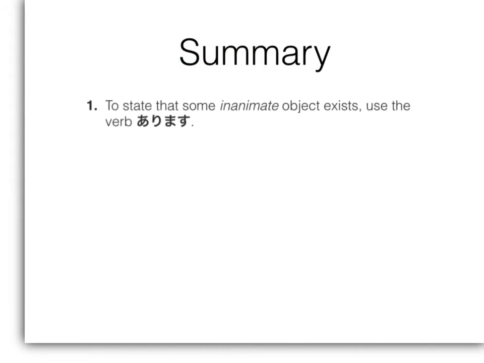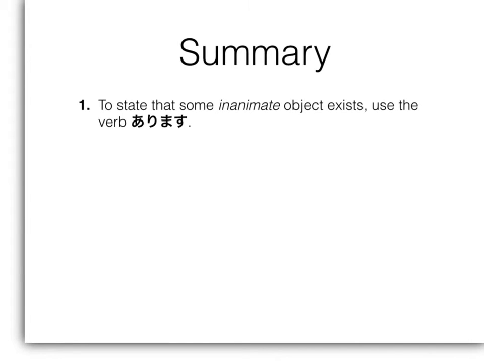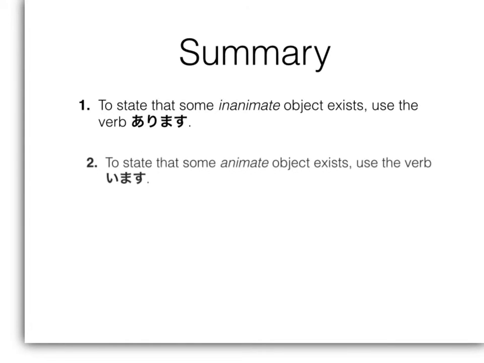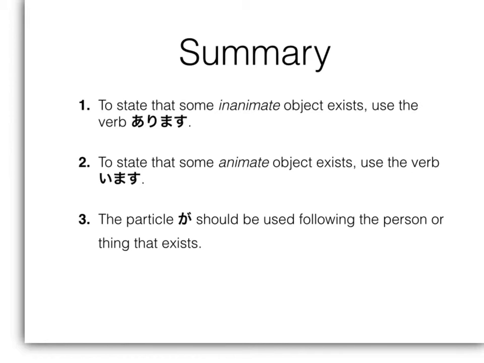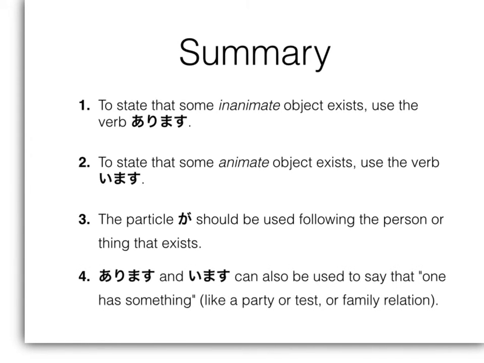All right, let's sum up what we know about imasu and arimasu. 1. To state that some inanimate object exists, use the verb arimasu. 2. To state that some animate object exists, use the verb imasu. 3. The particle ga should be used following the person or thing that exists. 4. Arimasu and imasu can also be used to say that one has something, like a party or a test or a family relation.